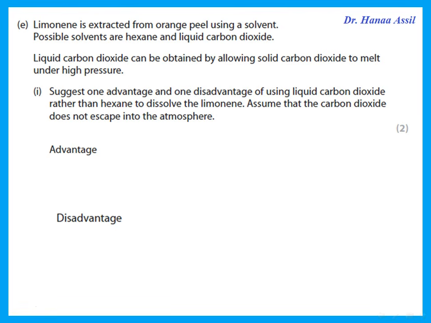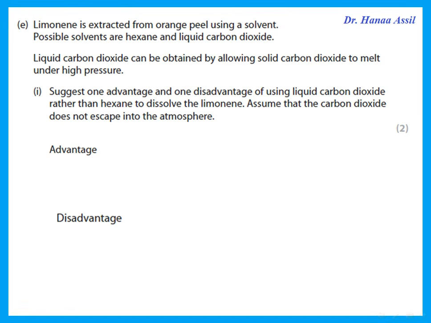Limonene is extracted from orange peel using a solvent. Possible solvents are hexane and liquid carbon dioxide. Liquid carbon dioxide can be obtained by allowing solid carbon dioxide to melt under high pressure. Give one advantage and one disadvantage of using liquid carbon dioxide rather than hexane to dissolve the limonene. So he's saying, what is the advantage or the disadvantage of using liquid carbon dioxide instead of hexane?